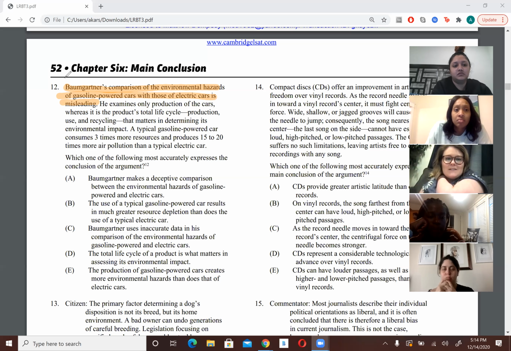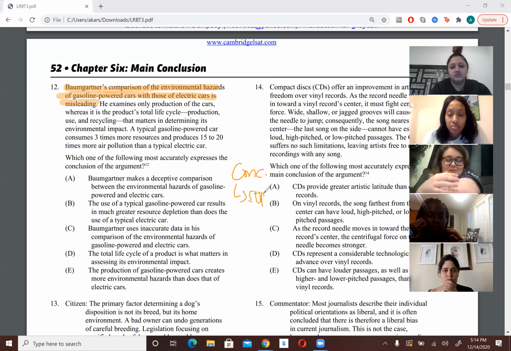So if you read through a stimulus and you're not quite sure where the conclusion is at, don't be afraid to go back and look at that first sentence, because sometimes you miss it because it's the first sentence, so we don't know yet. And that helps at all.